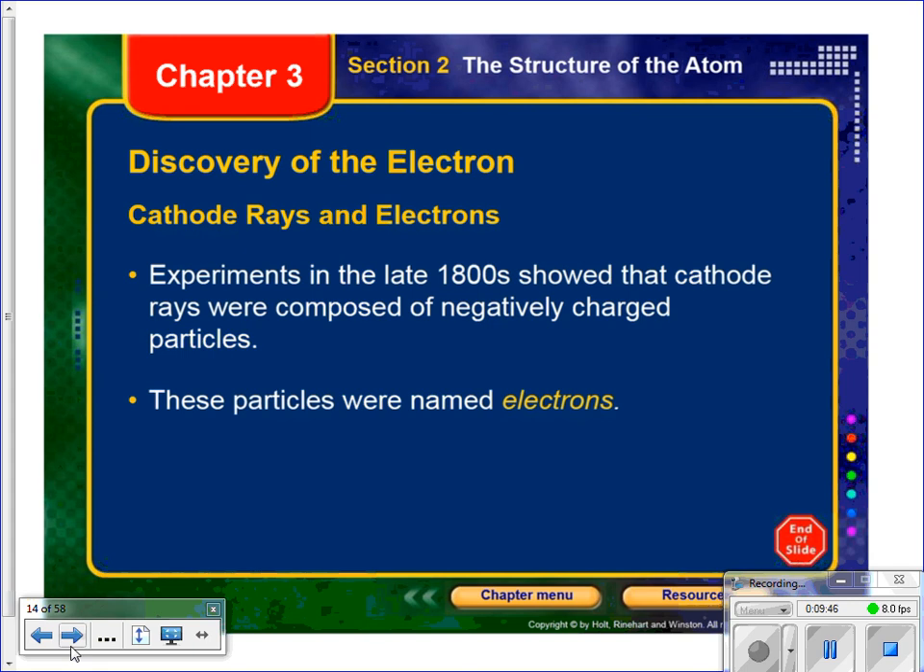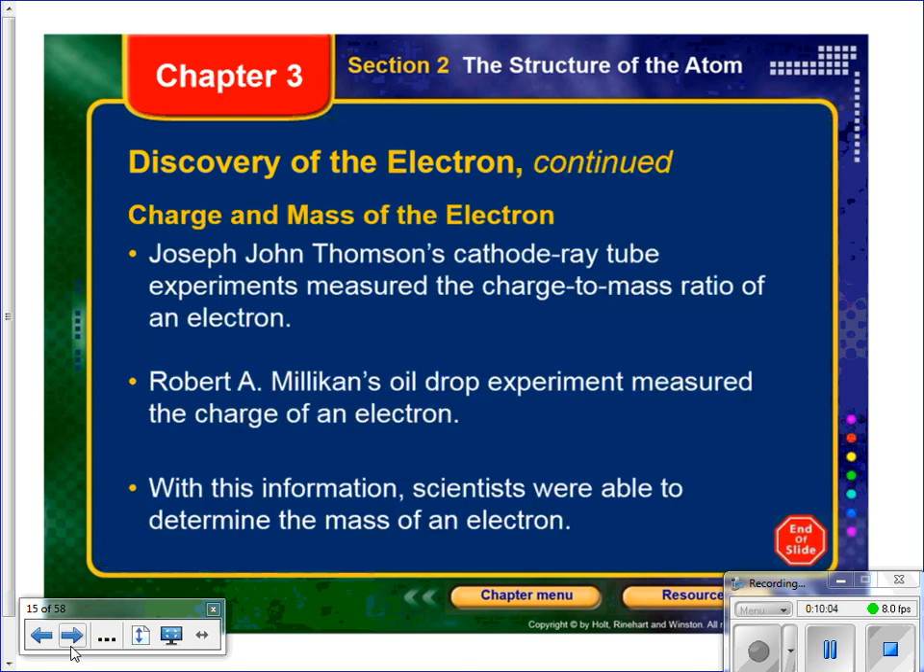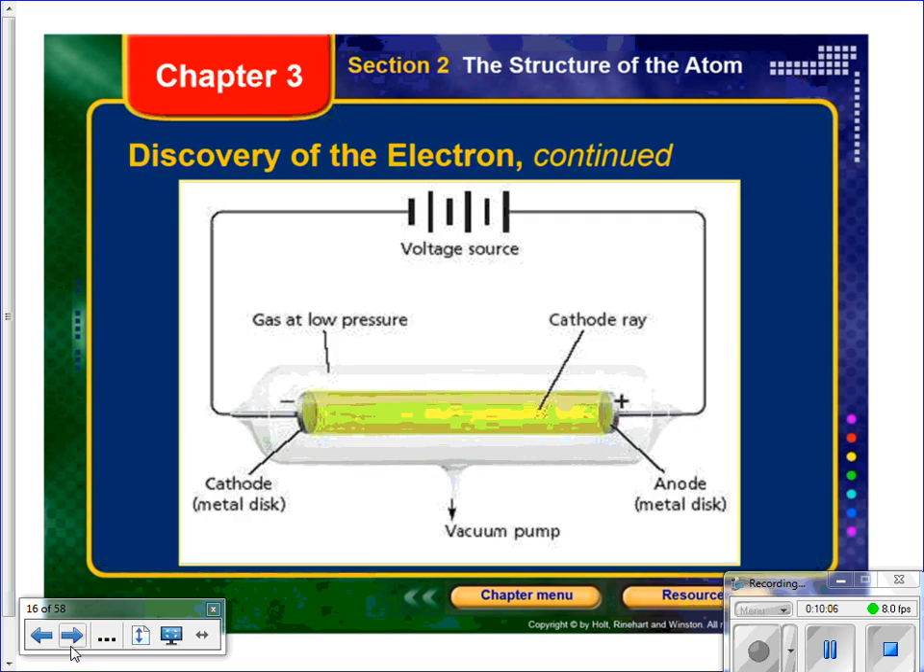So our very first idea from Dalton is just that we had an atom. He didn't think of anything smaller than that. A man by the name of J.J. Thomson, Joseph Thomson, did an experiment in the 1800s that proved that there was something negatively charged inside of an atom. He used this thing called a cathode ray tube. You can find these in old school computer monitors and old school TVs.